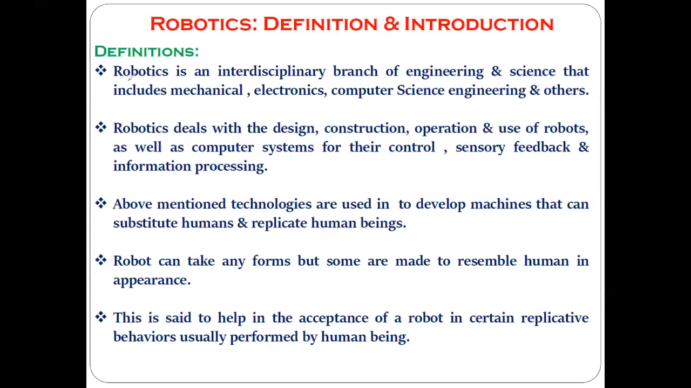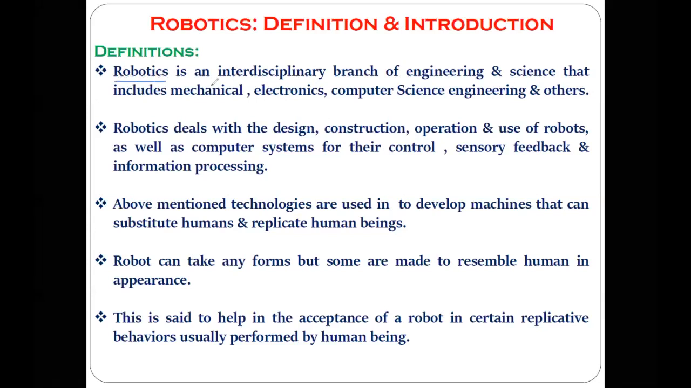Similarly, the definition you can see here: robotics is an interdisciplinary branch of engineering and science that includes mechanical, electrical, electronics, computer science and engineering and others. Interdisciplinary means it is a combination of interrelated branches like mechanical engineering, electronics and electrical, computer science and engineering. With the knowledge from these different fields, robotics is formed, and it is also considered a field of artificial intelligence.